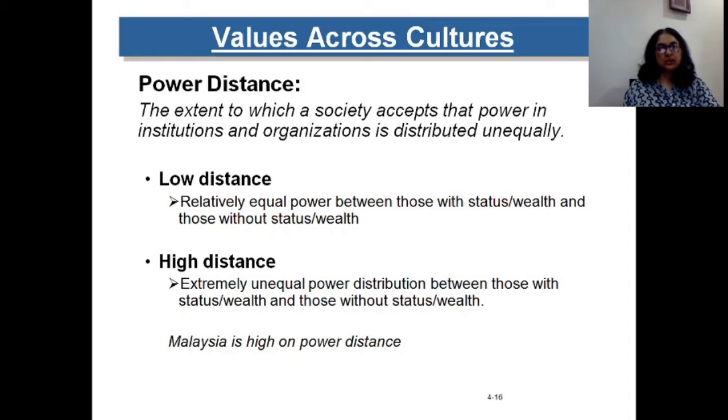First is the power distance. Power distance is the extent to which a society accepts that power in institutions and organizations is distributed unequally. That is, power distance culture means how people view power in their culture. So a low power distance culture does not view people who are of high status or wealth as being someone who ought to be respected, who ought to be worshipped, who ought to be treated like a god, as compared to a high power distance culture.